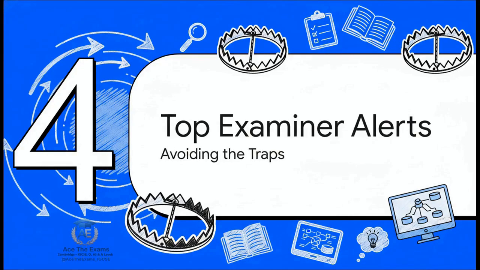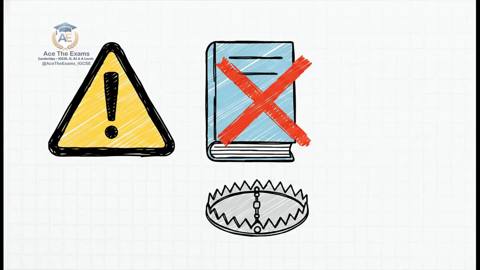Part 4. Top Examiner Alerts. This is all about avoiding the massive, grade-destroying traps. I cannot emphasize this enough. Look at this warning. According to the Principal Examiner reports, a huge percentage of candidates lose points on application questions simply because they refuse to contextualize their answers. Generic answers score 0 marks. Let me repeat that, 0 marks.